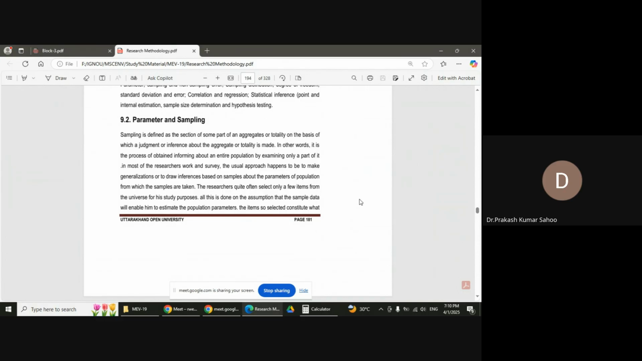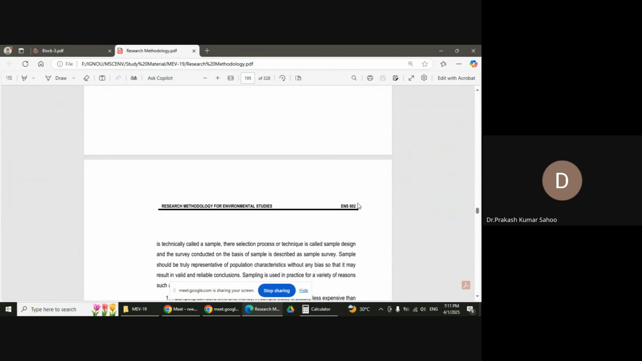And before targeting a particular project work, you have to design accordingly what the sample will be and how your sample should be taken without any error. So you have to take precautions to carry out your sampling.